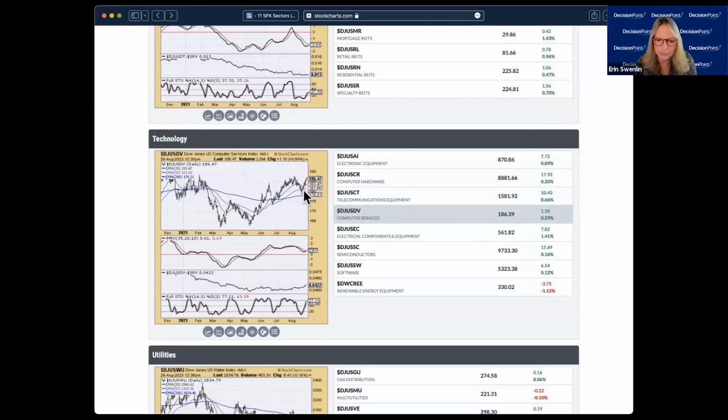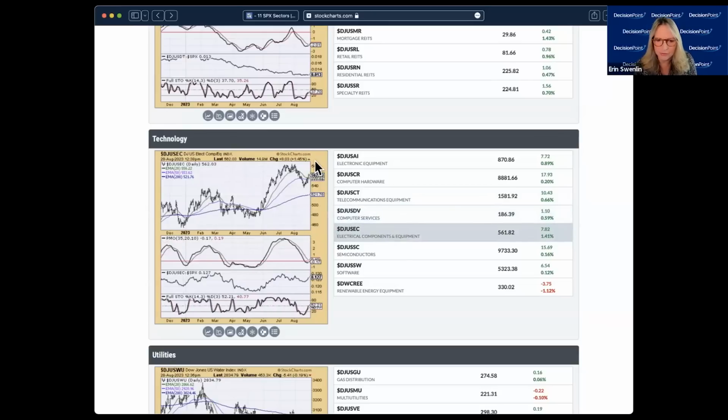Computer services really starting to make a move here. I like that look. PMO nearing a crossover buy signal, and stochastics almost back above 80. So computer services looking interesting in technology. Also electrical components and equipment making a really nice move to the upside there. I like that look.